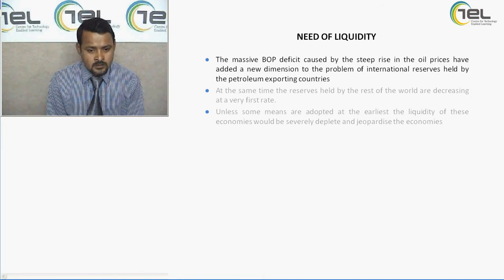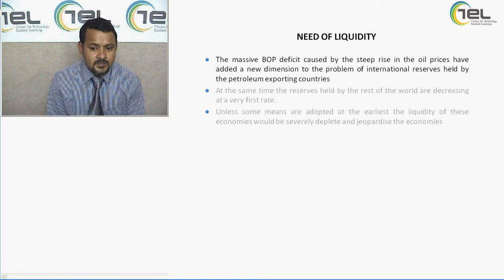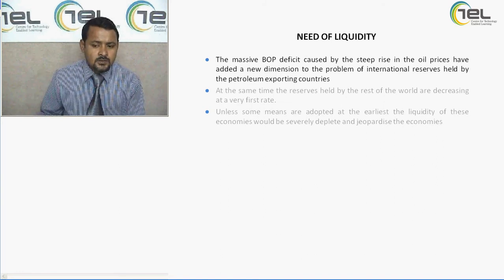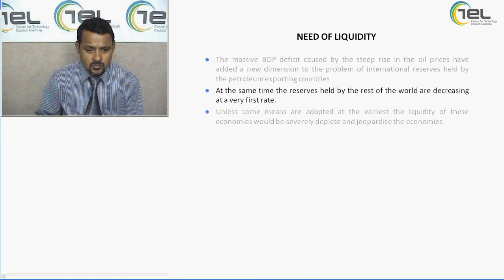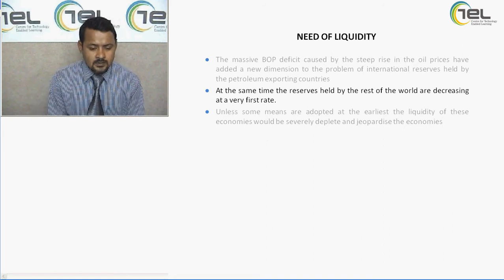But at the same time, the reserves held by the rest of the world are decreasing at a very fast rate. Which means there is going to be an immediate imbalance of BOP in most countries, and the BOP deficit is increasing by the year. Unless some flexible rules are made and adopted at the earliest, the liquidity of developing economies will be severely depleted, and it will jeopardize some of these economies forever.